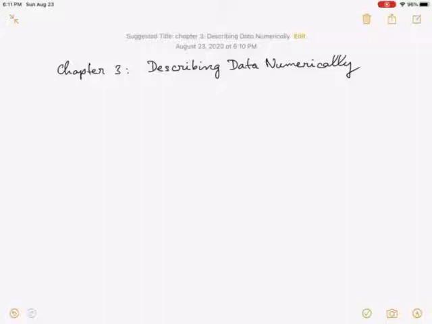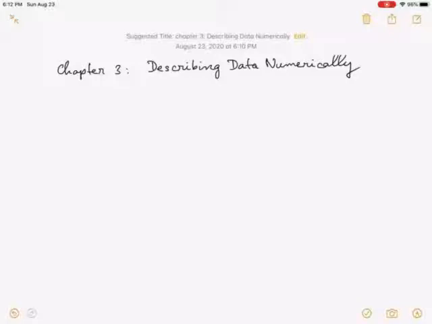Okay, so in the last chapter, we learned graphical and tabular summaries of data. Now in chapter 3, we will learn how to describe data numerically. That means we will try to crunch numbers. That is, we develop numerical summaries of data. We examine measures of center, measures of variability, and measures of relative position.